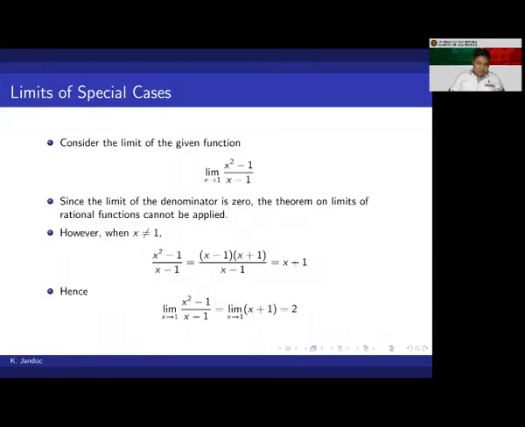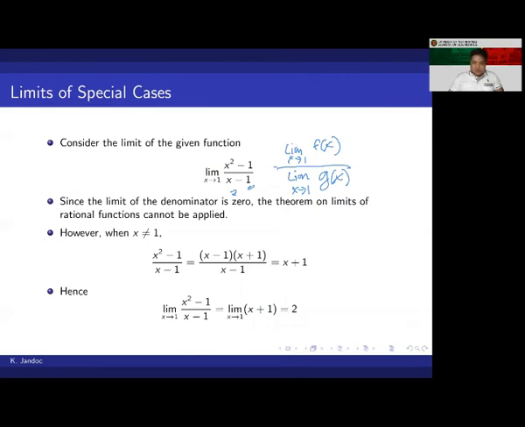Now let's go to some special cases. Now suppose you have this function over here, x squared minus 1 divided by x minus 1. We had a theorem earlier that you can take this limit of f of x, and then if you have another function, you can take this limit, and that will give you the limit of this function. But in this case, an important caveat is that the denominator should not be equal to 0.